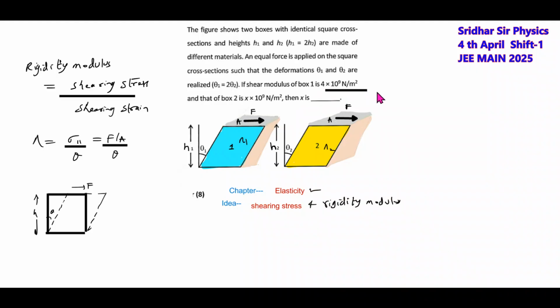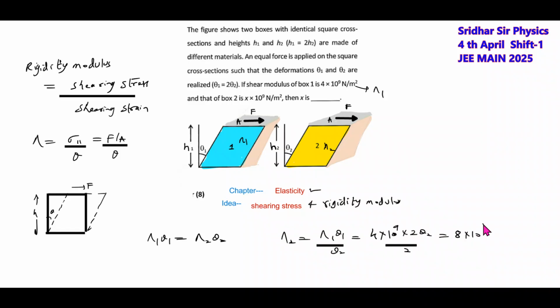Of box 1 given how much? This is eta 1. We have to calculate for box 2. So from this, eta 1 theta 1 equal to eta 2 theta 2. Eta 1 is how much? 4 into 10 to the power of 9. Theta 1 equal to theta 2. So this will become 18 into 10 to the power of 9, and this will be your answer. This is a basic diagram.